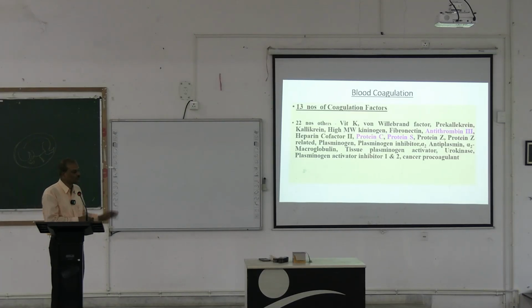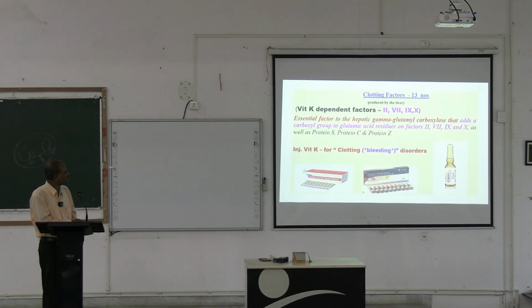So, there are 13 clotting factors, and only factor 4 is calcium, but there are 22 other factors. It is not that only the 13 factors will function. You are reading here, but to make a conducive situation, some other things are required. So, 22 other things are there for proper blood coagulation, and their presence is also required. Almost all of these are protein in nature, and that is the importance of protein.